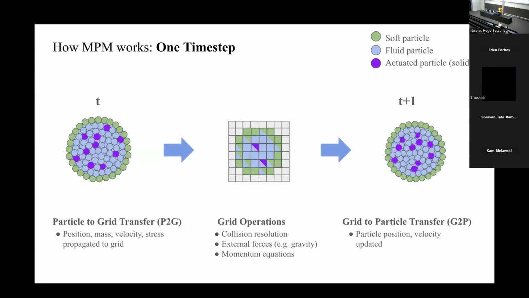And then you do a particle to grid transfer. Then you have a grid representation. You do a lot of the physical computation on that grid. And then you have a grid to particle transfer function, which puts the representation back into the particle representation for the next time step.